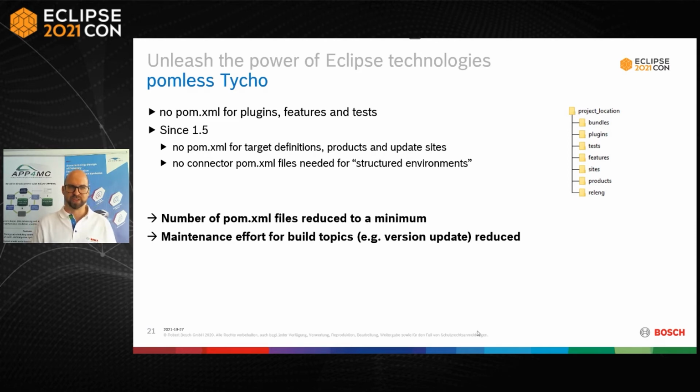When we introduced this real pomless Tycho with the newest version, we reduced the number of pom.xml files to a real minimum. Actually, we only have, in most cases, the root pom.xml, the parent pom.xml file. For some special topics, like the Maven Central deployment, or if we create help sections and so on, we need these specialized pom.xml files, but typically we don't have them anymore. And we reduce the effort for version updates in the build drastically. So we are now able to do a version update with a single command line execution.